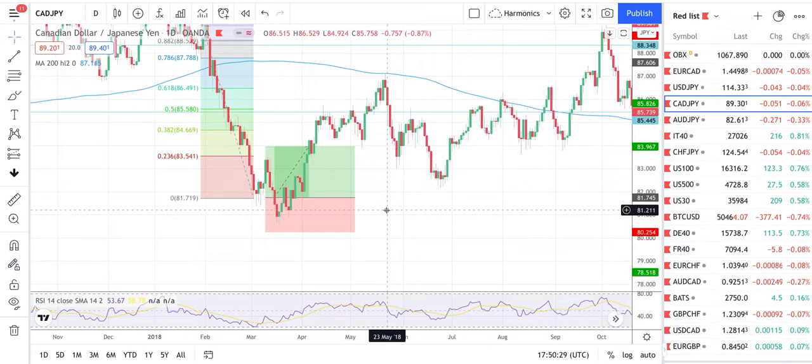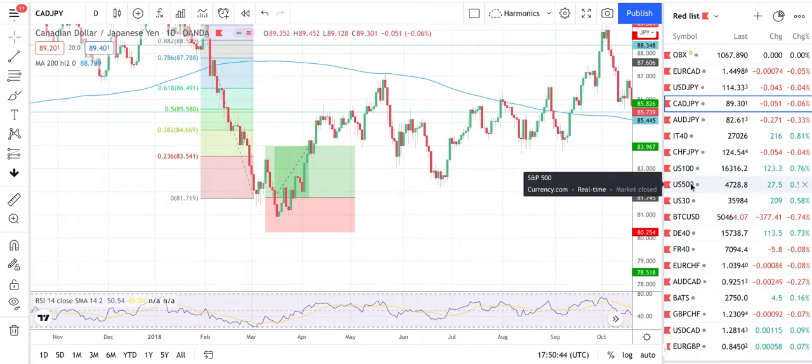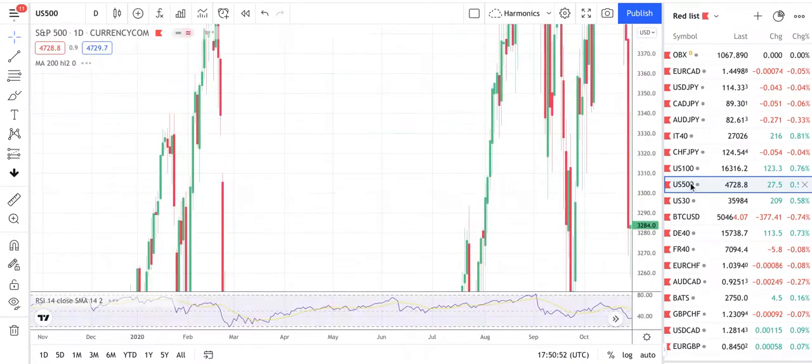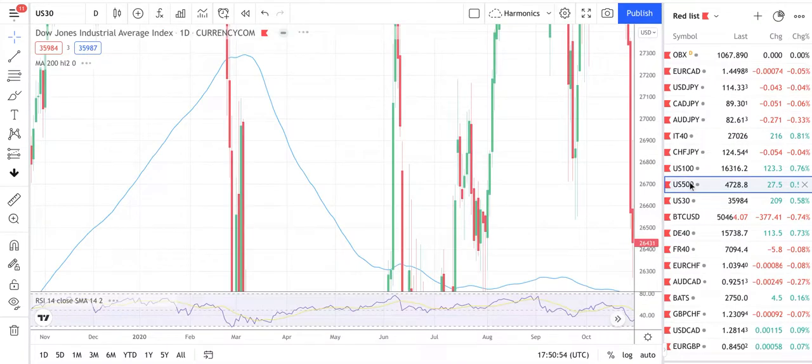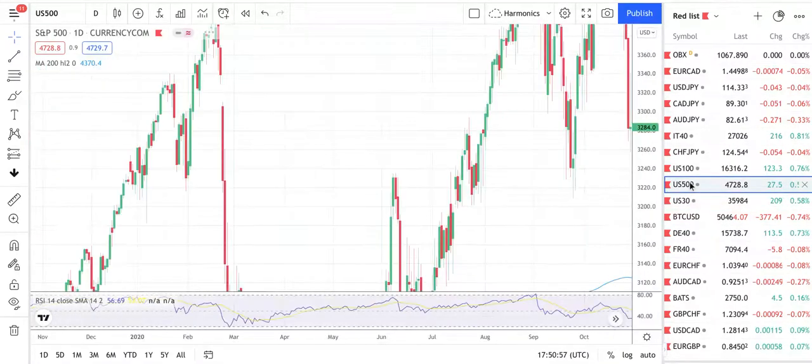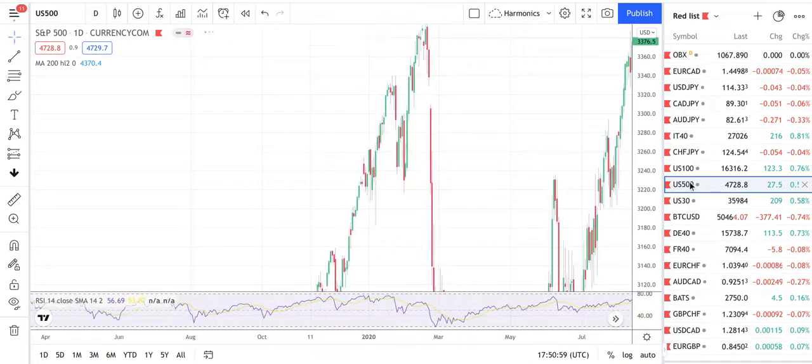Now this setup works in both directions for Forex markets, because Forex markets move both up and down. If you are going to trade stocks or indices, then indices move up more than they move down, so you're only looking for short selling. Let me see if I can find an example here on US 500. Look here, for example.